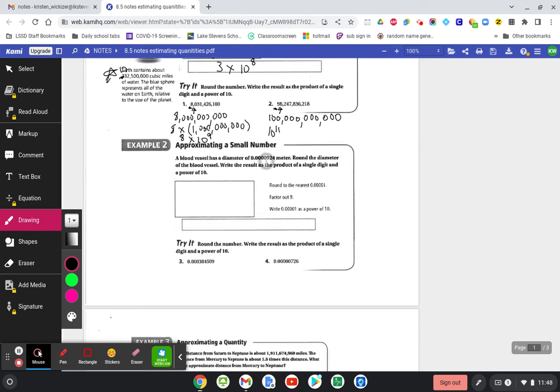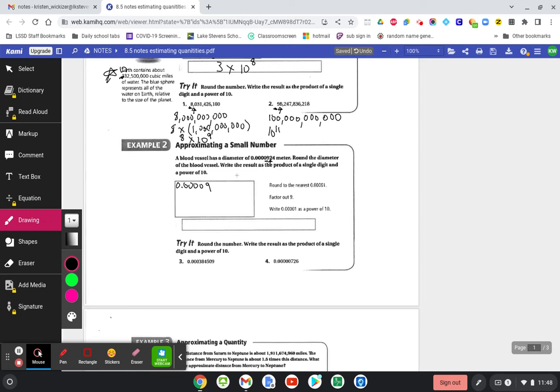So this 9 here is where we're rounding to. The 2 afterwards tells us to keep the 9 the same. So it's going to be 0 point. And then you can see we had 1, 2, 3, 4 zeros before our 9. So we're going to put 1, 2, 3, 4 zeros and then our 9.